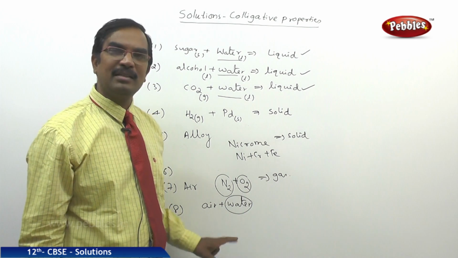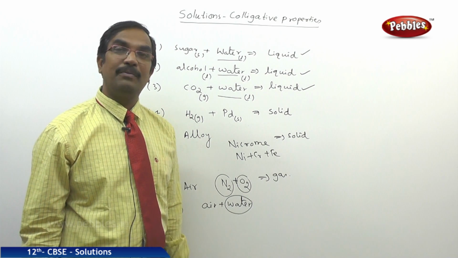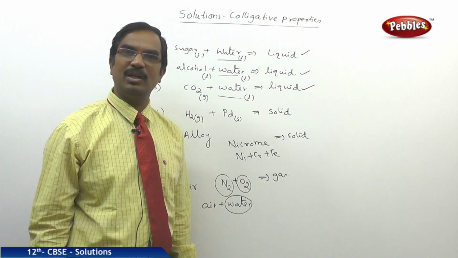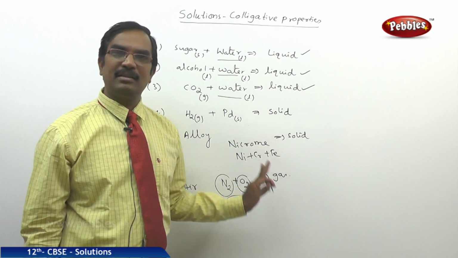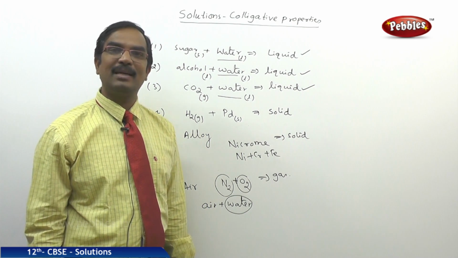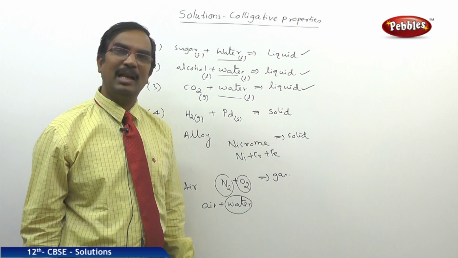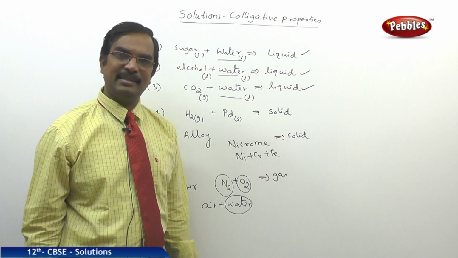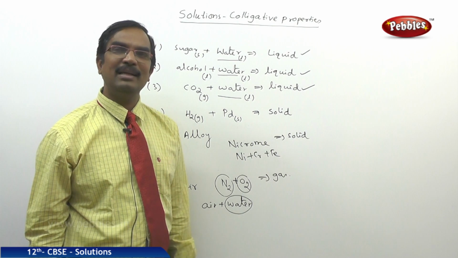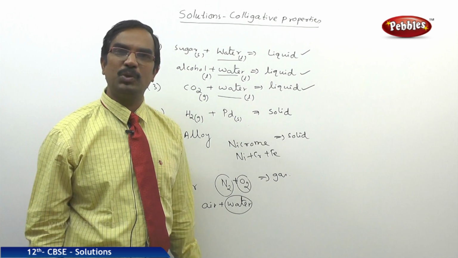So here also the physical state of the resultant mixture depends on the physical state of the solvent only. This is how we can understand the classification of solutions based on physical state. Solutions can be solid, liquid, or gas. That is purely dependent on the physical state of the solvent, which decides the physical state of the resultant solution.